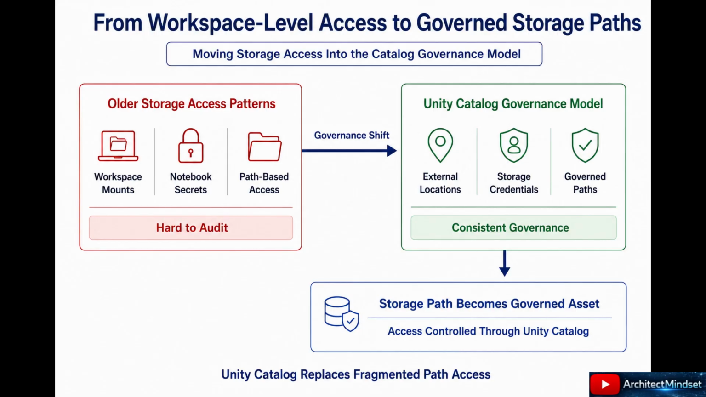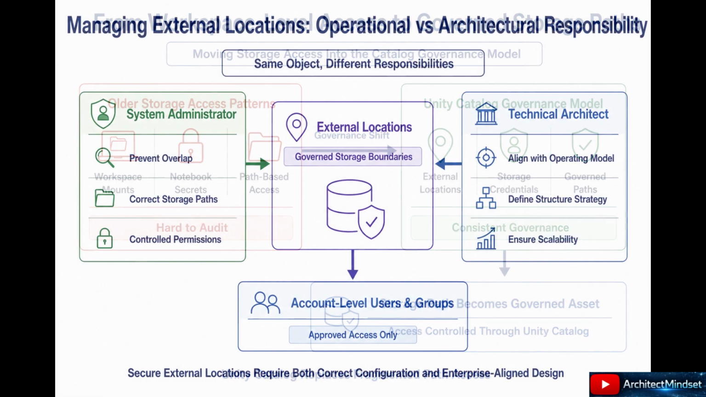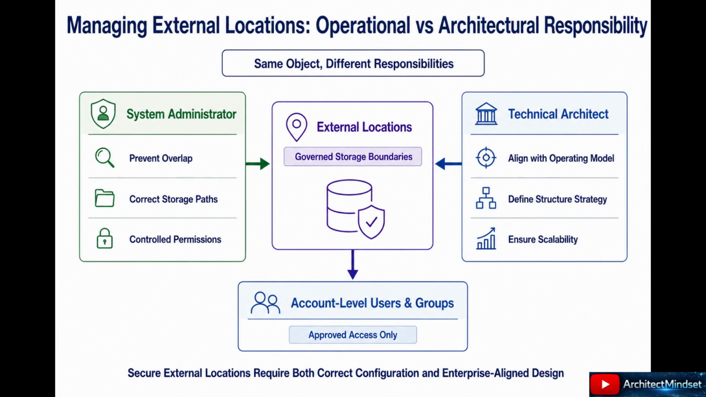Those approaches made access harder to audit and harder to govern consistently. With Unity Catalog, the storage path becomes part of the governance model. For system administrators, the practical responsibility is to ensure that the external locations do not overlap in unsafe ways, that they point to the correct storage paths, and that permissions are granted only to the right account-level users or groups.